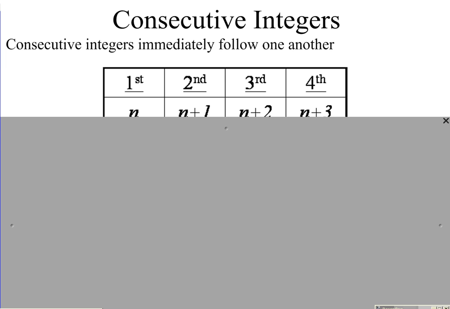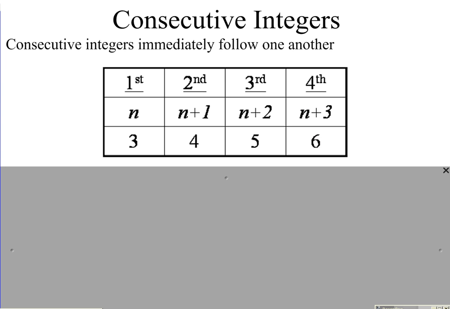Last one, consecutive integers. 2 vocabulary words you need to know. Integers we already talked about. Integers we know are positive and negative whole numbers. Consecutive means they come one right after another. Consecutive integers immediately follow one another. 1, 2, 3, 4, 5, 6, 7, and so on. All of those are consecutive integers because they come one right after another.